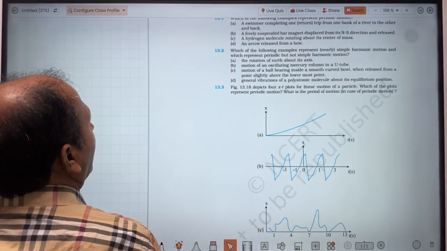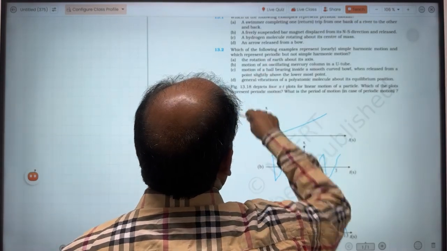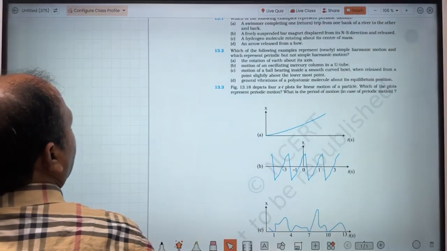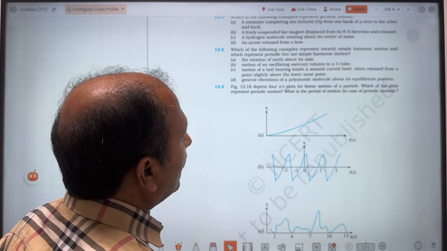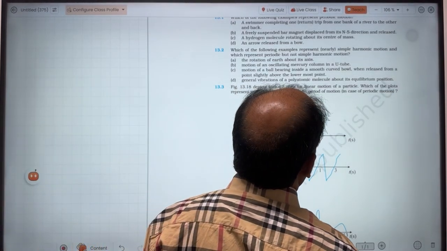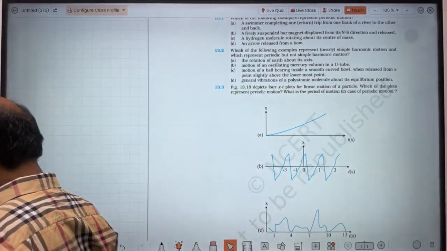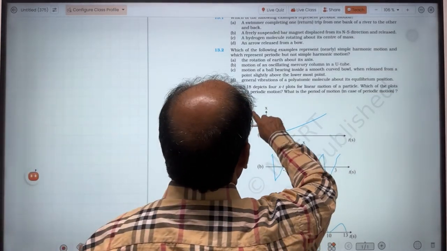Second case is motion of an oscillating mercury column in a U-tube. Of course, it will be periodic and it will be simple harmonic. Then motion of a ball bearing inside a smooth curved bowl when released from a point slightly above the lowermost point. So it will be simple harmonic. And general vibrations of a polyatomic molecule about its equilibrium position. So it can be periodic but not simple harmonic. So you have understood these cases.